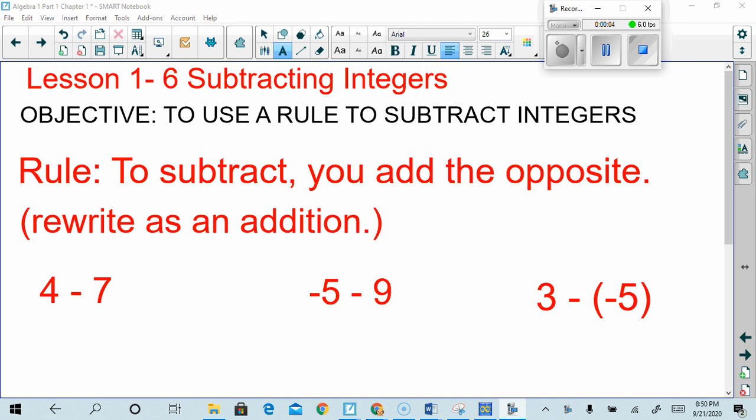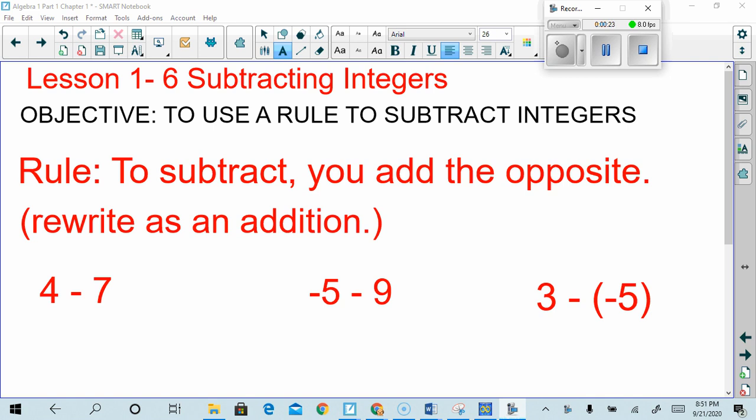As we start this new week, we're going to start a new section. In Lesson 1-6, we're going to be subtracting integers. We've already covered the rules of addition: same signs, add and keep the sign, and unlike signs, subtract and keep the sign of the greater absolute value.